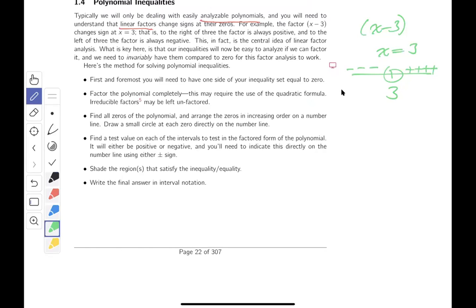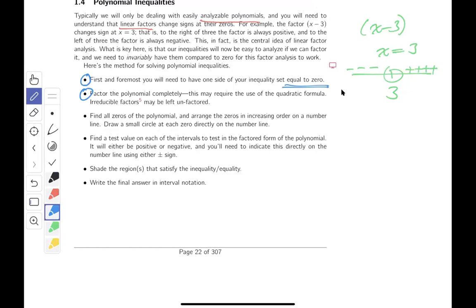So let's talk about the technique. It basically revolves around something really, really important. Let's talk about the first thing. First and foremost, you will need to have one side of your inequality set equal to 0. We will go through examples. Second thing you're going to be doing, you need to have everything factored into linear factors, or what's known as an irreducible quadratic factor. I know that's a big word. Don't worry about it. We're looking for factoring just like you did in Math 100. Again, let me point out, equal to 0, completely factored.